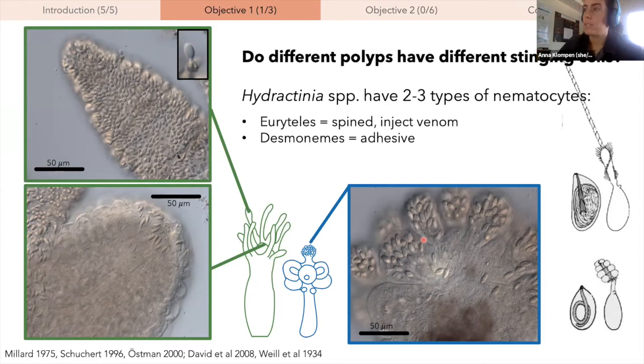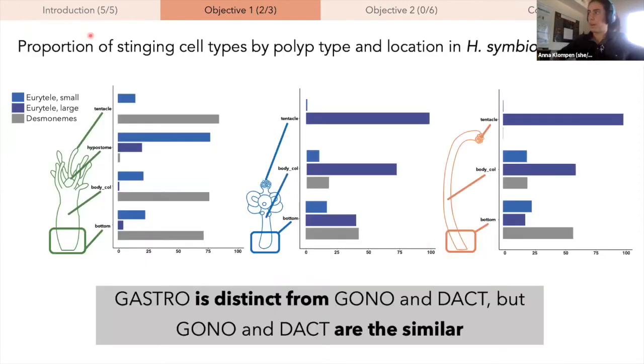So that's what led me to do this massive counting, where I took 3 different colonies, 3 polyps of each of these types from each, and counted a little over 14,000 stinging cells to get at relative proportions of each of these types. So what you're seeing is these 3 different polyp types. I counted essentially these small uroteles, large uroteles, and desmonemes throughout these different parts of the polyp.